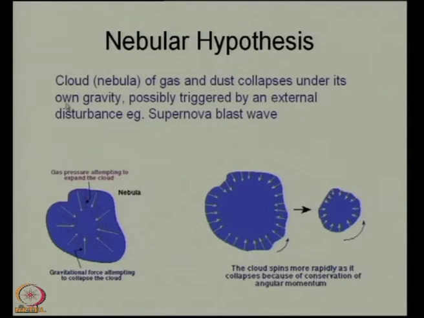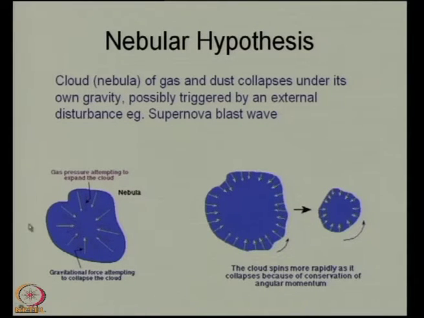The picture is as follows: you have a cloud of gas and dust, and this cloud collapses under its own gravity. Okay, so this is the cloud of gas and dust, and its own gravitational pull tries to make it collapse. But there is another force, which is the pressure gradient, which I will learn about later on, which tries to prevent this collapse.